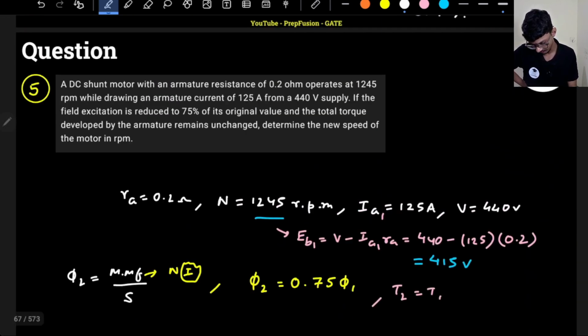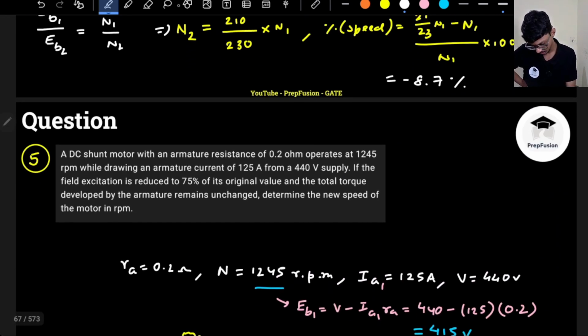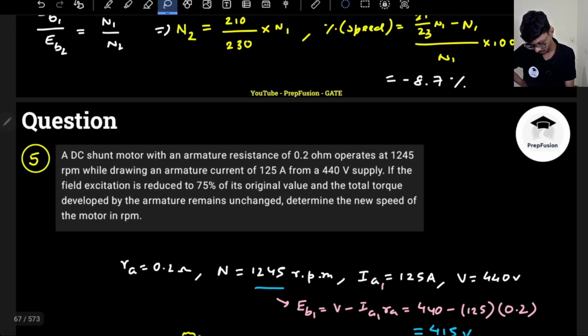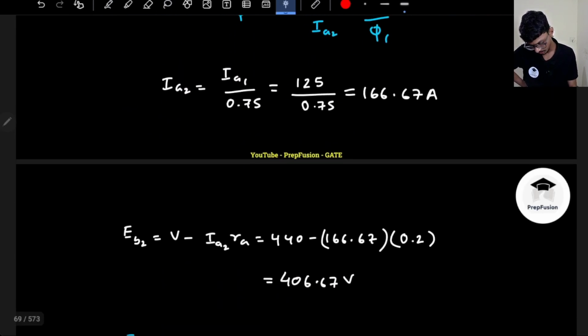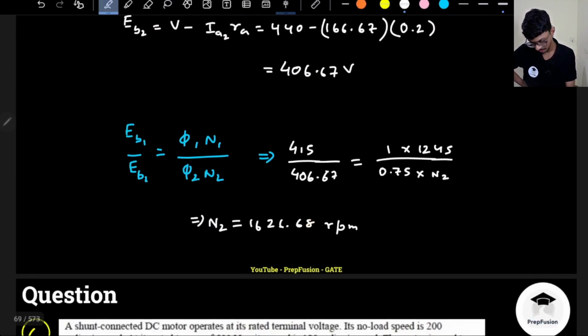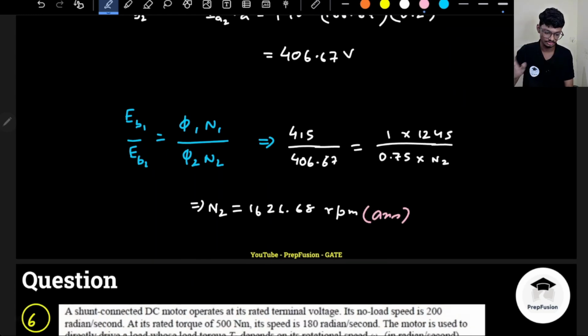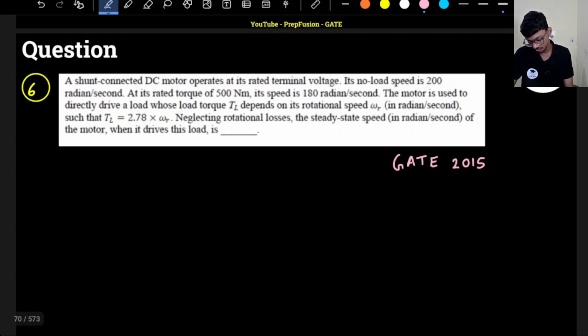I think that is what they have asked, right? Determine the new speed. So the new speed in RPM will be 1626 RPM. This will be the answer. These are very basic questions, just whatever relation we know, we are just using those relations. So let's solve this next question.